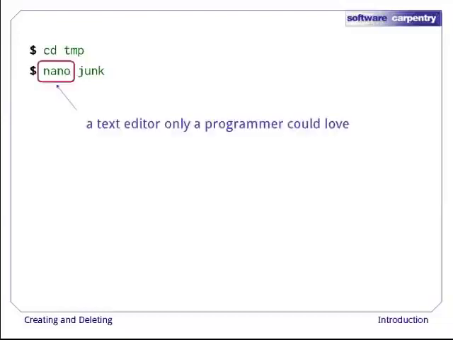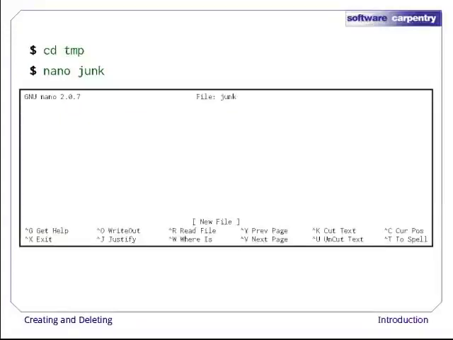Nano is a very simple text editor that only a programmer could really love. And we really do mean text. It can only work with plain character data, not tables, images, or any other human-friendly media. This is what nano looks like when it runs. The cursor is the blinking square in the upper left. It shows us where what we type will be inserted.